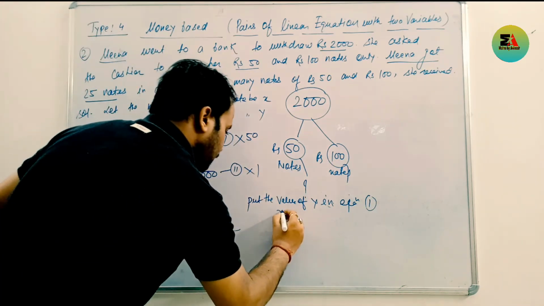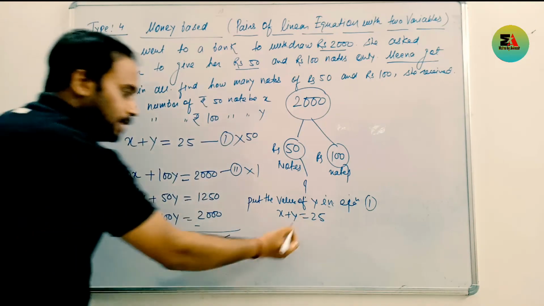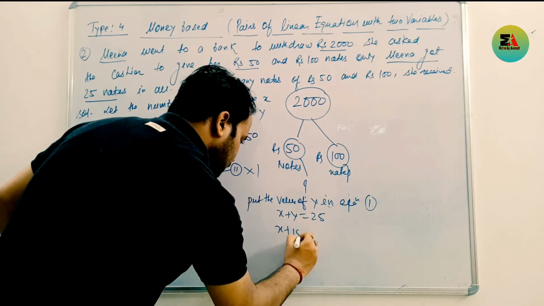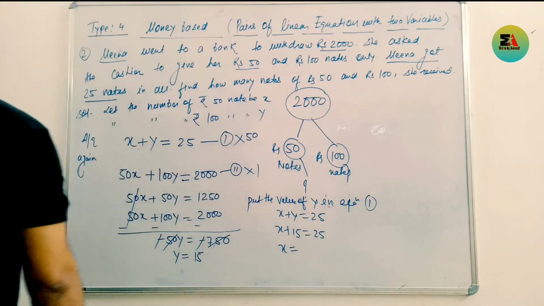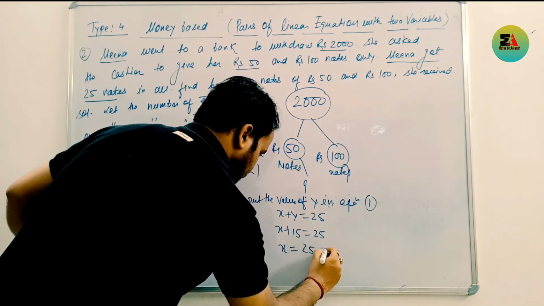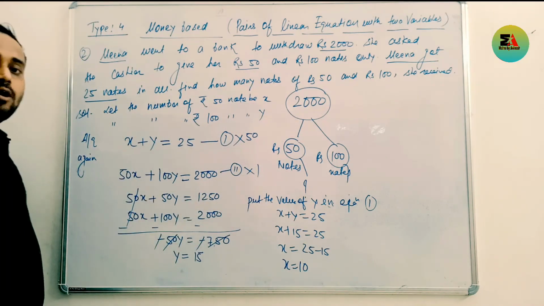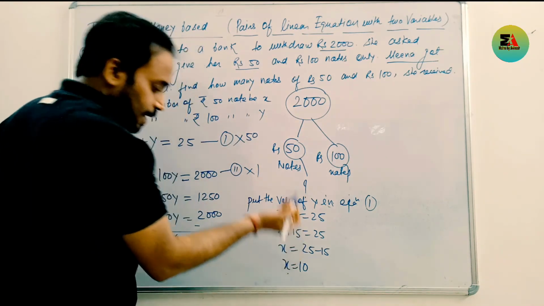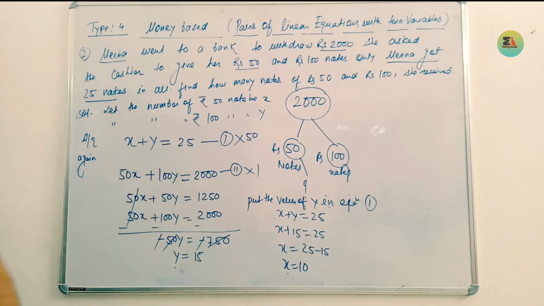X plus y equals 25. Right here, x plus y equals 25. The value of y is 15. Substitute here: x plus 15 equals 25. Therefore, the value of x will be 25 minus 15, that is 10. It means the number of 50 rupees notes will be 10 and the number of 100 rupees notes will be 15. I hope this one is clear to you.